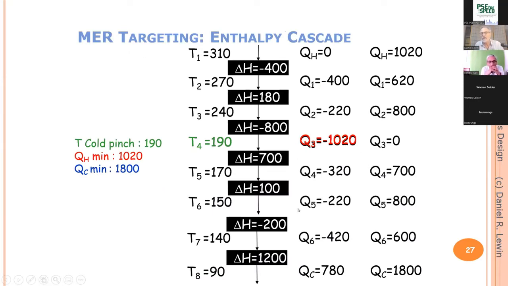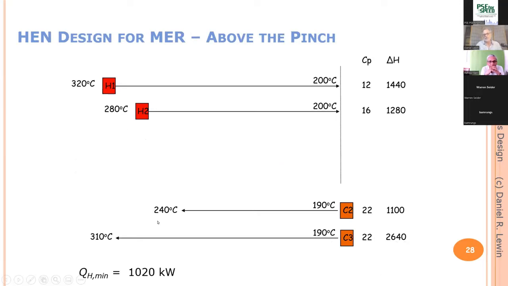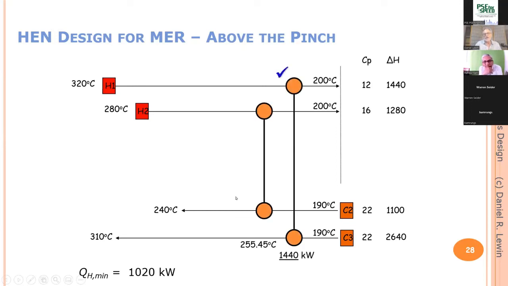So here are our targets. We have 1,020 kilowatts of external heating, 1,800 kilowatts of external cooling, and the pinch is at 190 degrees centigrade cold. Obviously, for delta T min of 10 would be 200 degrees centigrade hot. So now we're going to do the design first above the pinch. The only streams that are actually active above the pinch, 200, 190, as you see here, are H1, H2, C2, and C3.